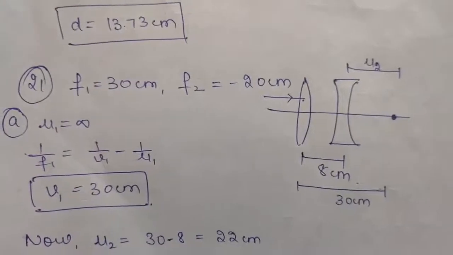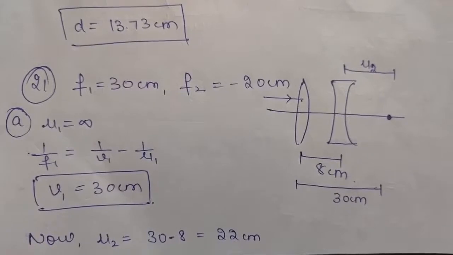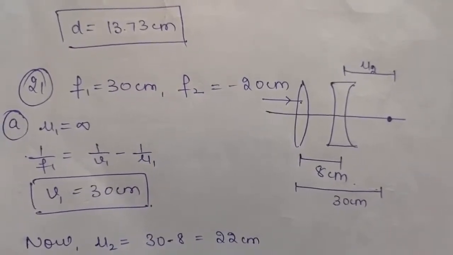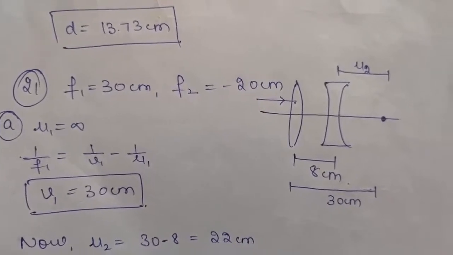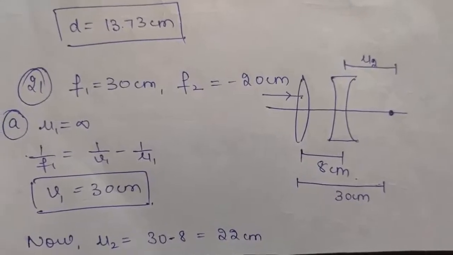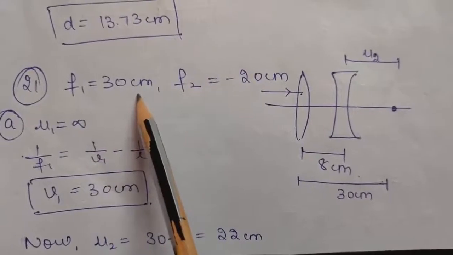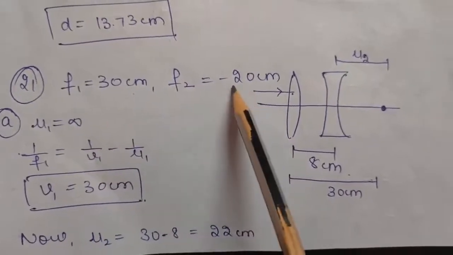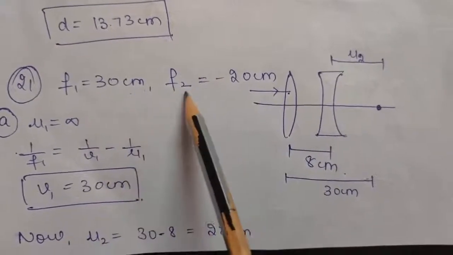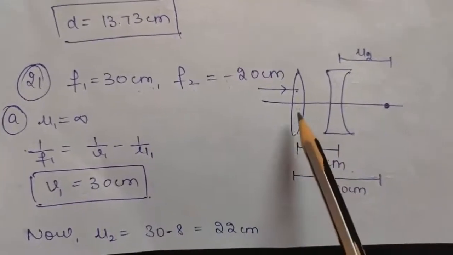Okay, so the next is question number 21. It says determine the effective focal length of the combination of two lenses of focal length 30 centimeter and minus 20 centimeter if they are placed 8 centimeter apart with their principal axis coincident. That is, the focal length of the first lens is given to be 30 centimeter. Second lens is given to be minus 20 centimeter. So from here you can say first lens is convex lens and second lens is concave lens because its focal length is negative. So again here I have drawn a roughly diagram.